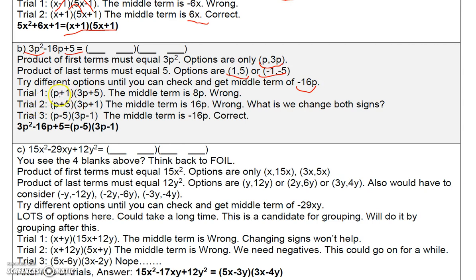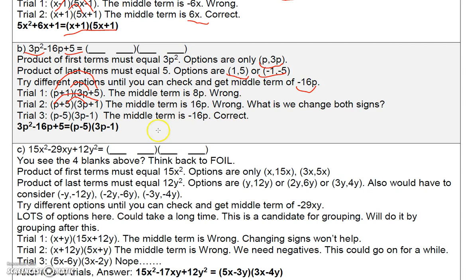So I'm going to try some things here. For now, you can just assume that the product of the first terms on each of these is going to be 3p squared, and the product of the last terms on each of these is going to be 5. So all I have to do is check the middle term. So if I do this, I get 5p plus 3p, which is 8p. That's wrong. That's not what I want. So let's do the next one. If I multiply these together, I get p plus 15p, which is 16p. Well, that's still not right because the middle term is minus 16p.